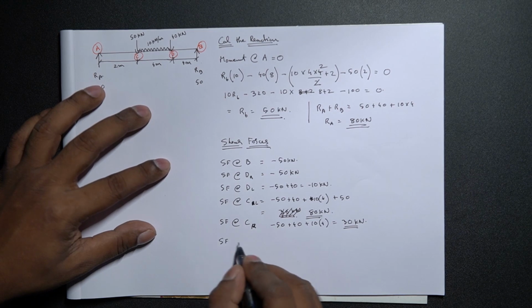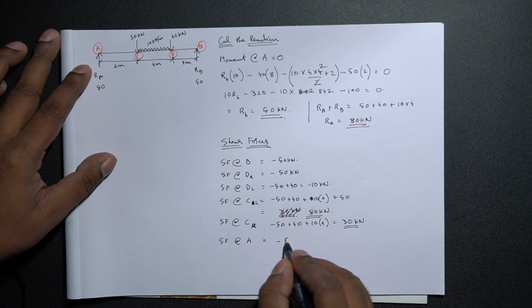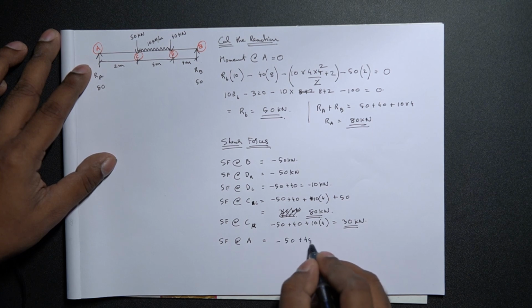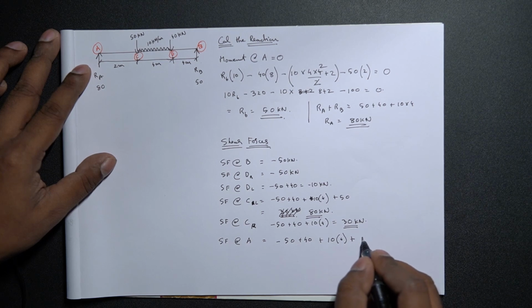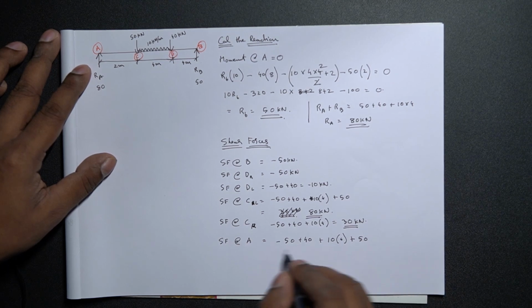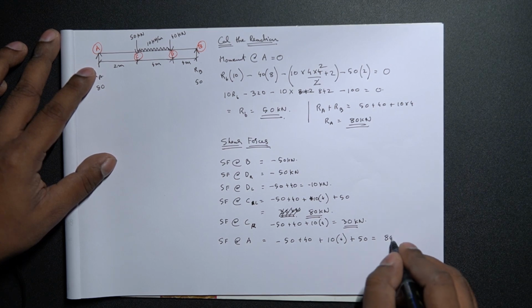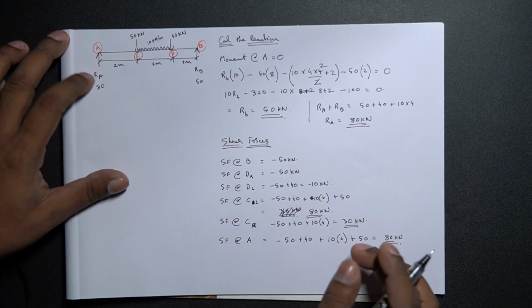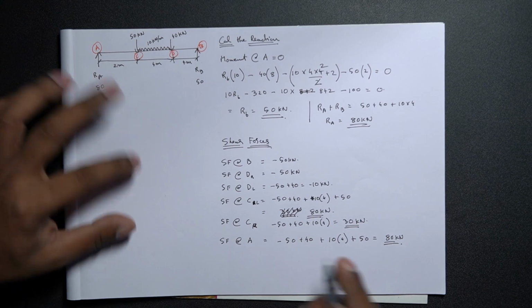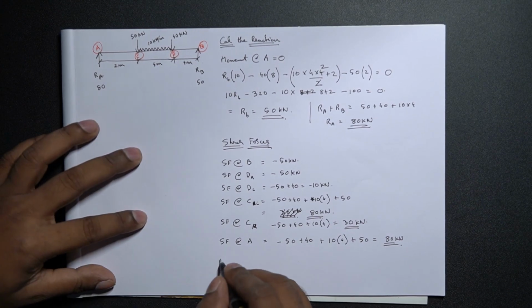Next, shear force at point A should be equal to minus 50 plus 40 plus UDL times length 10 times 4 plus 50. That would total to, it's the same thing, so 80 kilonewtons. So this is the shear force at RA. Next, moving on, let's try to calculate the bending moment.